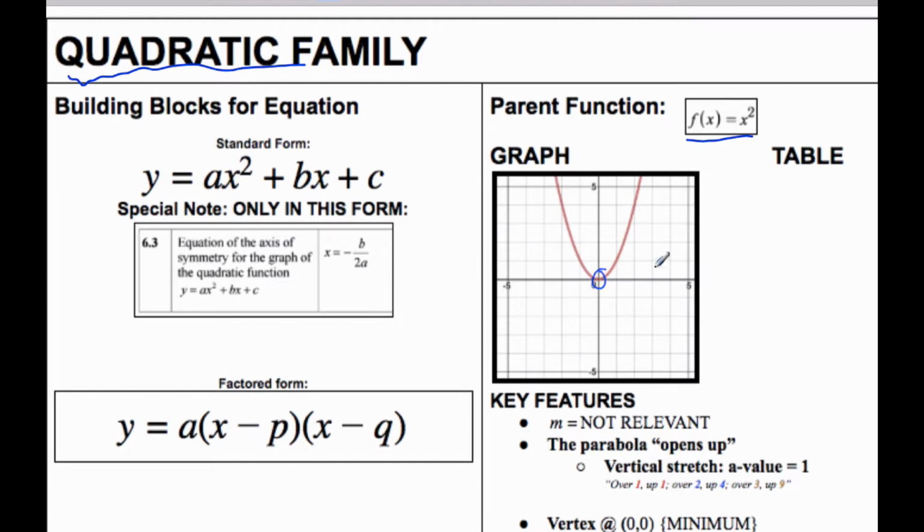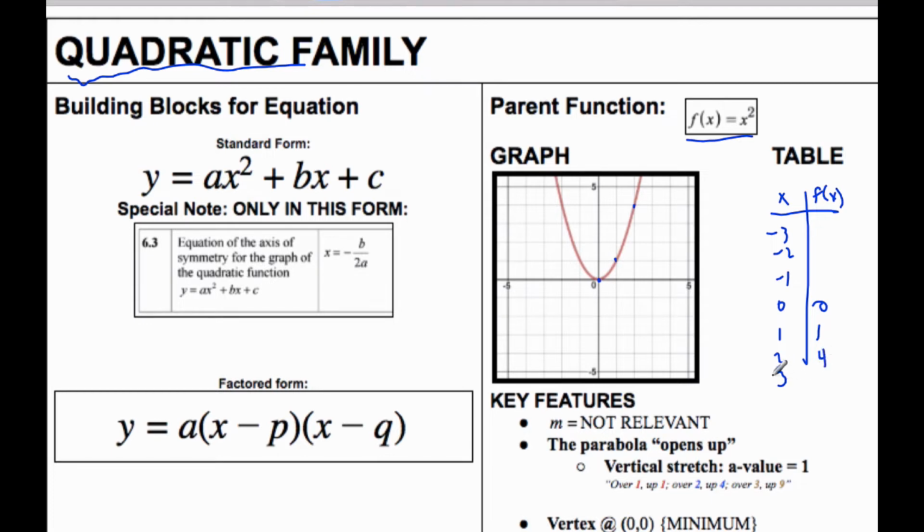Okay, I know when I make my table here, I get x, I get f of x, my y value. And if I go -3, -2, -1, 0, 1, 2, 3, well, starting at 0, I can see that if I square 0, I get 0. I go over 1, up 1. Over 1, up 1 gives me 1, 1, because 1 squared is 1. If I go over 2, square 2, I get 4. Over 2, up 4, and I get this point here.